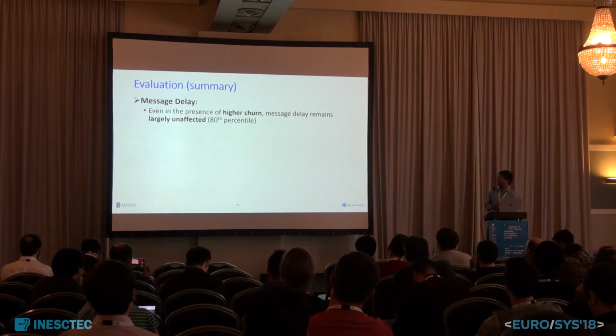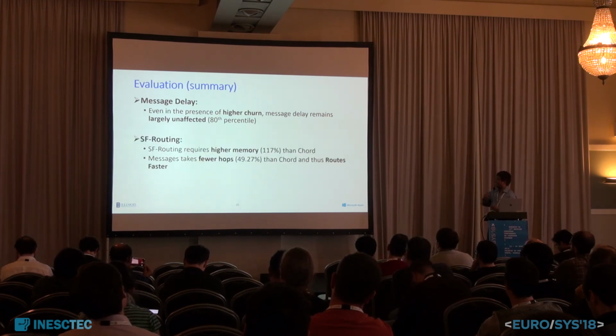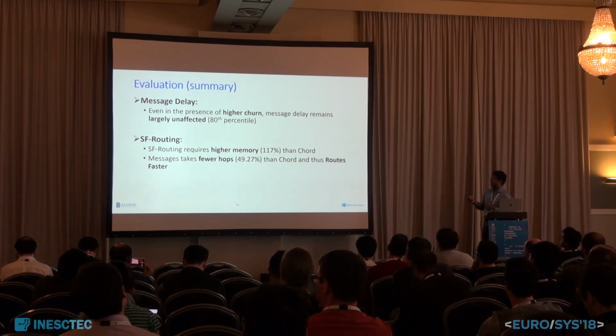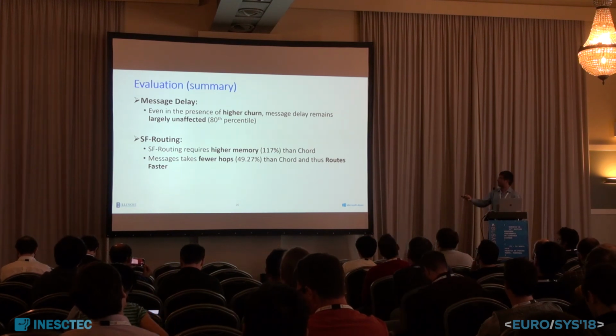In terms of message delay, even in the presence of higher churn, message delay remains largely unaffected. And our SF routing, even though it requires higher memory than CORD, message takes fewer hops. As a result, routing is faster.